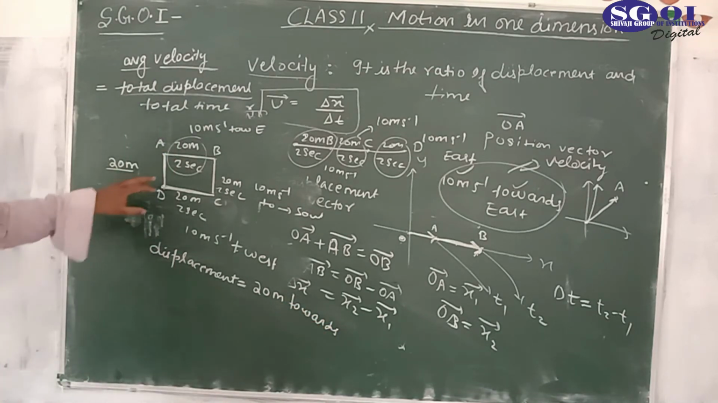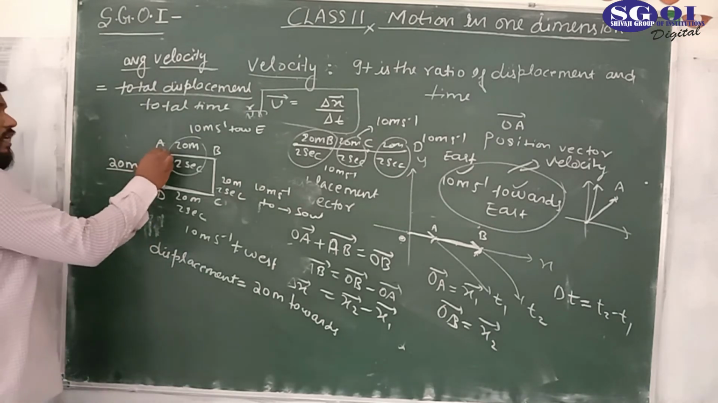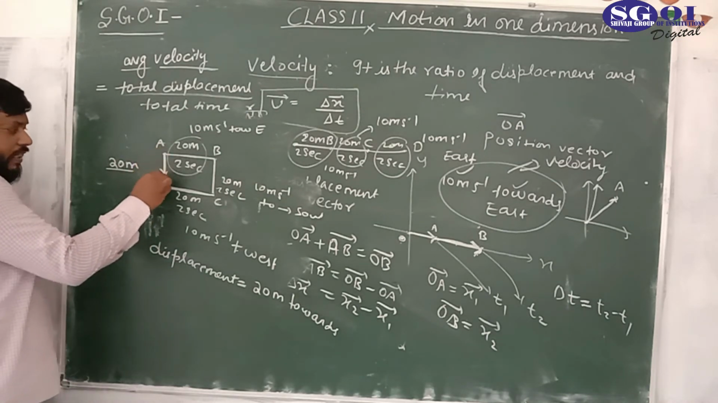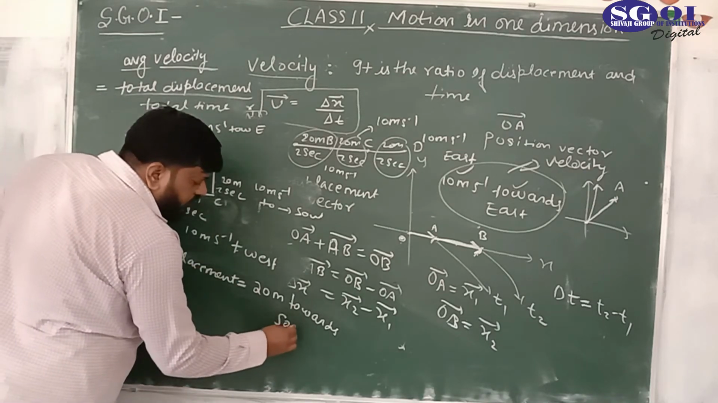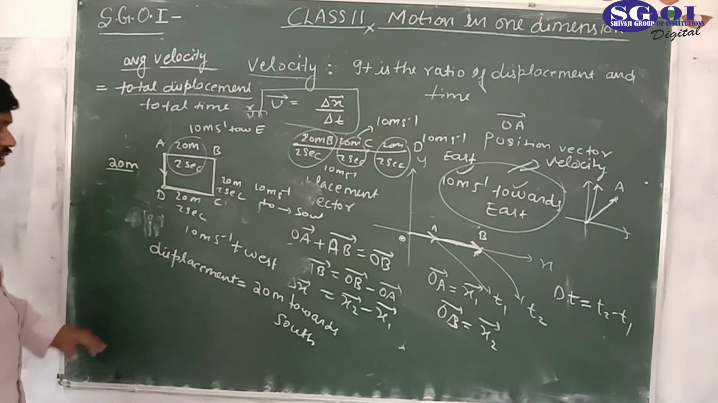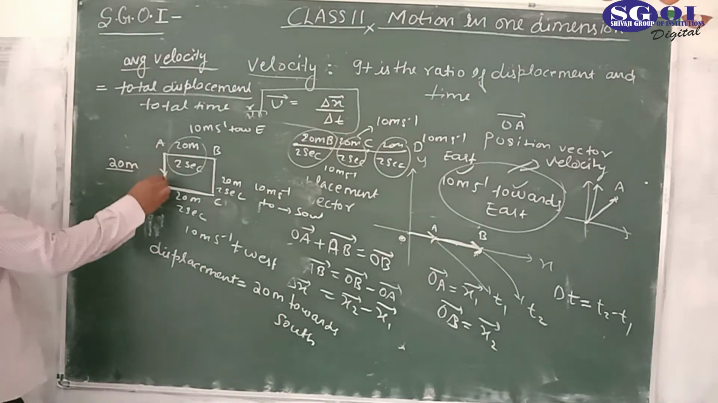What is the direction of the displacement? It is from initial position to final position. So this is the initial position, this is the final. So the direction of the displacement A to D is towards south. So the direction of the displacement is 20 meter towards south. This is the initial and this is the final position.